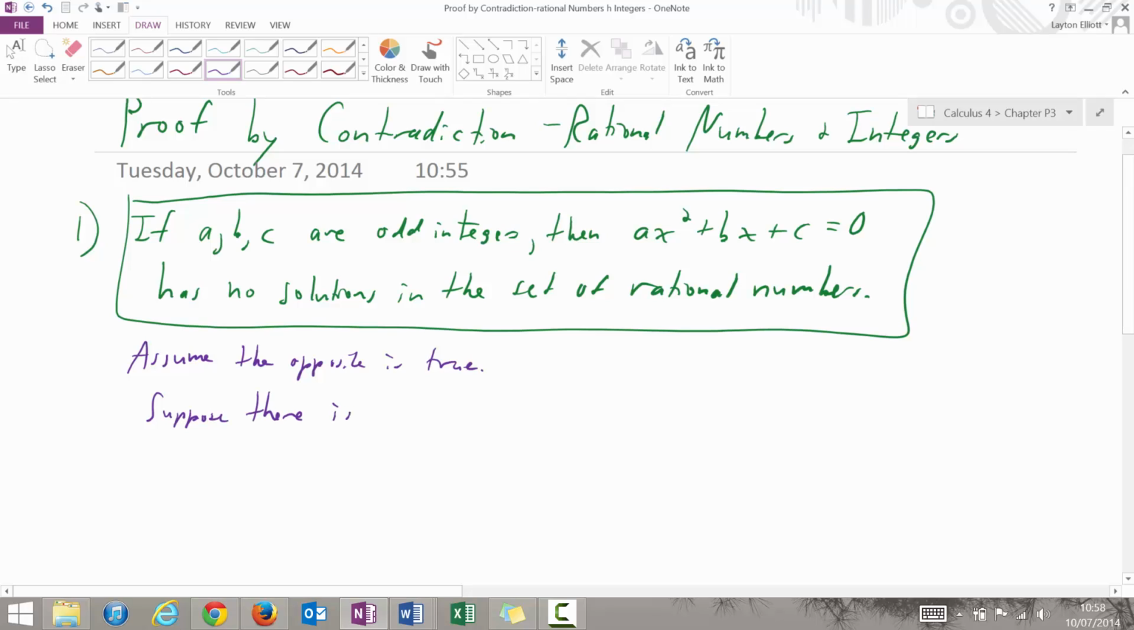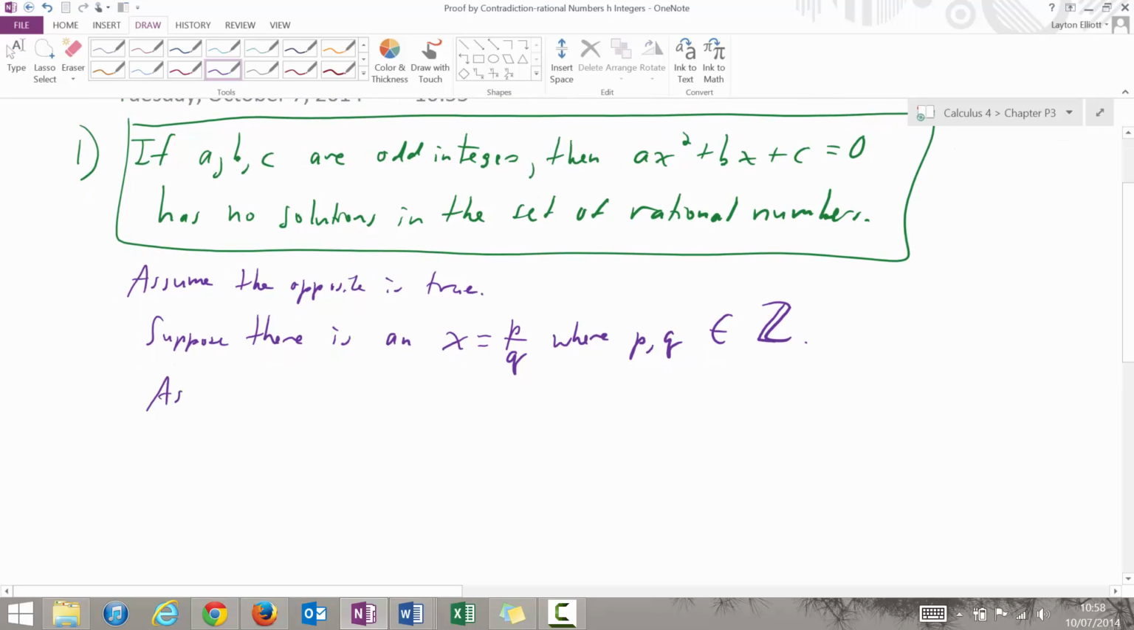there is an x that is a rational number. So to make x a rational number, we have to make it p divided by q, where p and q are both elements of the integers. This just means that they're both integers. And we can also assume, without loss of anything, that p over q is in lowest terms, or that it is a simplified fraction.